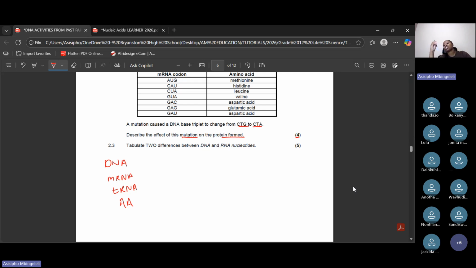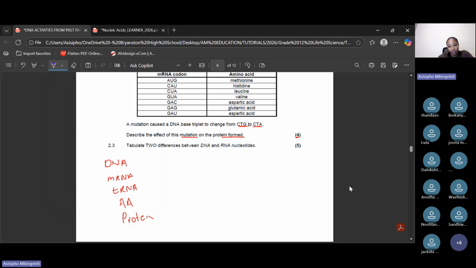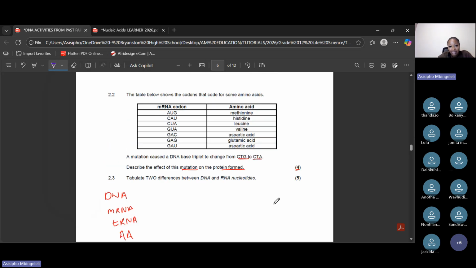Depending on the changing of the amino acid or not, that will then influence or determine the protein that will be formed. Please do write this down. I'm going to change my pen color. Let's follow what we are given. So what are we given here? They are saying a mutation caused a DNA-based triplet to change from CTG to CTA. Now let's follow this together.